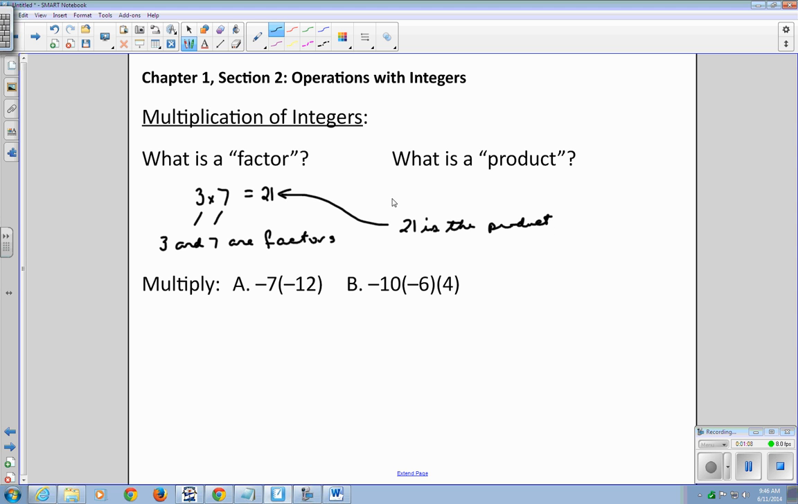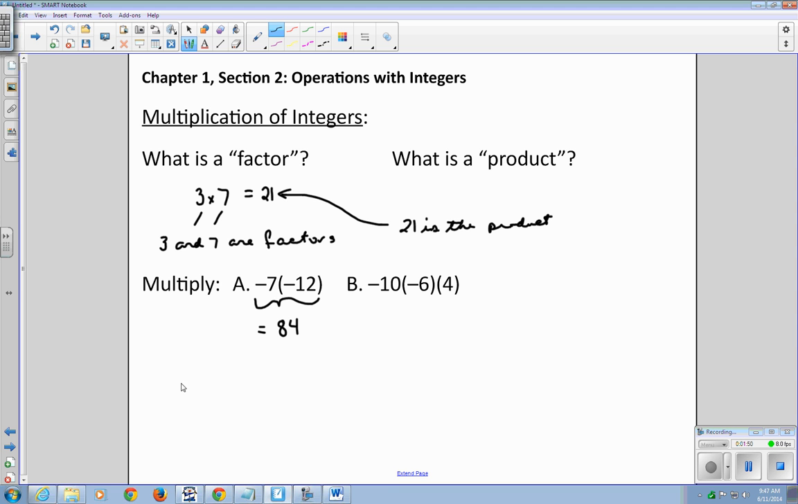Okay. There are some rules dealing with products and factors of integers. They have to deal mostly with signs of these integers. So, if we multiply two integers and they have the same sign, the result will be positive. So for example, in part A right here, I'm multiplying negative 7 times negative 12. I know that 7 times 12 is equal to 84. In this case, because they're both negative numbers, our result will be positive 84.